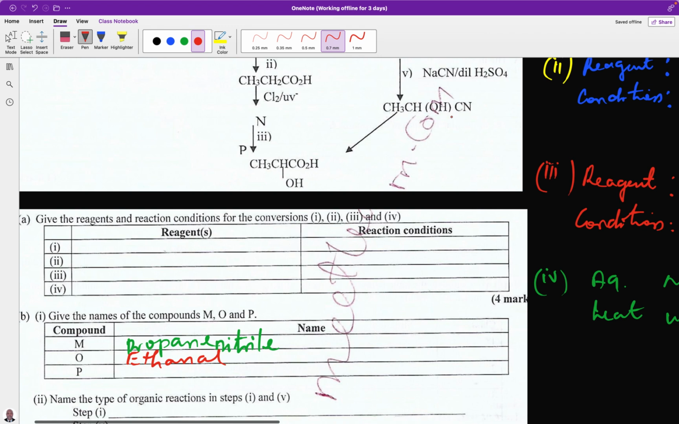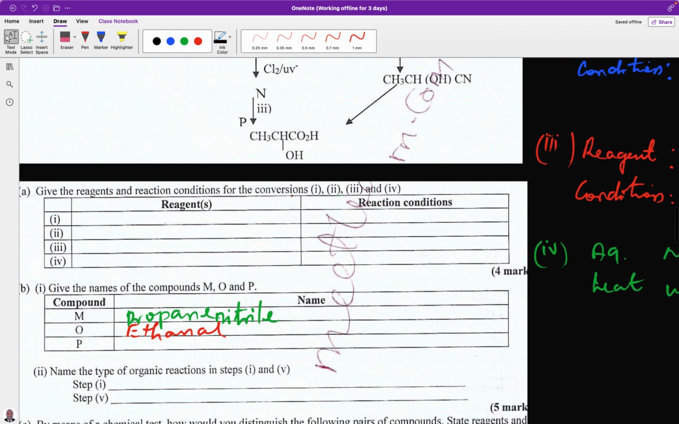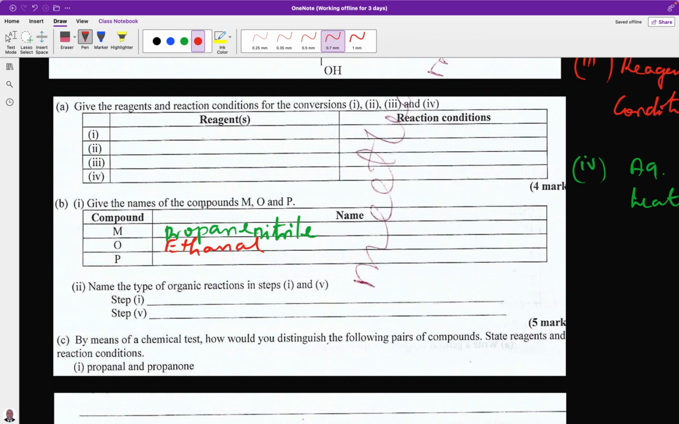Now, 2-hydroxypropane nitrile undergoes acid hydrolysis, because a nitrile is hydrolyzed to give the corresponding acid. It's the same thing that happened here. So it is now hydrolyzed to the acid using dilute acid, in that case, dilute hydrochloric acid. In that case, the product is 2-hydroxypropanoic acid.